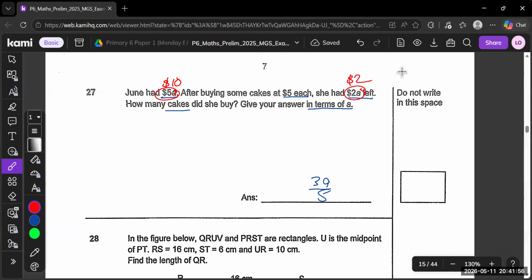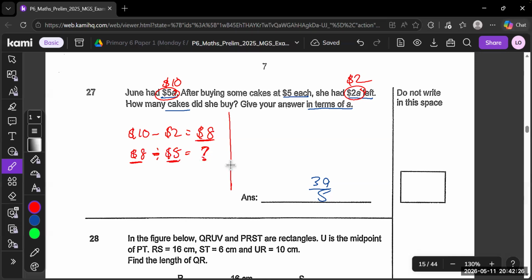And then solve it. What is the first step? $10 minus $2 to find how much she spent. So this is the money she spent. And take the money she spent to what? To find how many cakes she bought. So divide by one cake is $5. Now don't worry about the answer here. All right, but this is what you are supposed to do to get how many cakes. The money she spent, go and divide by one cake is $5 and you get how many cakes.